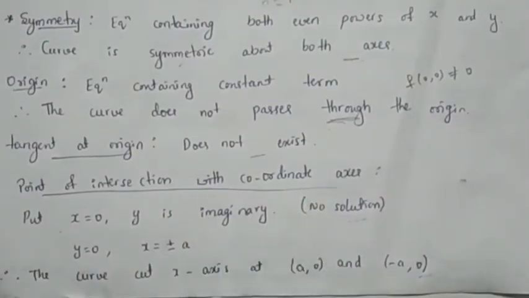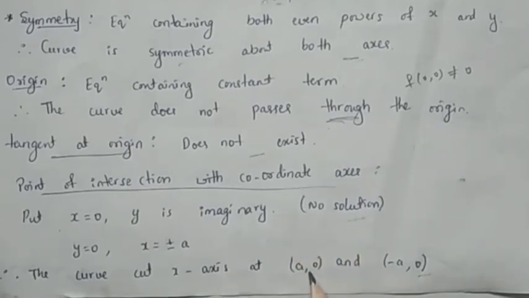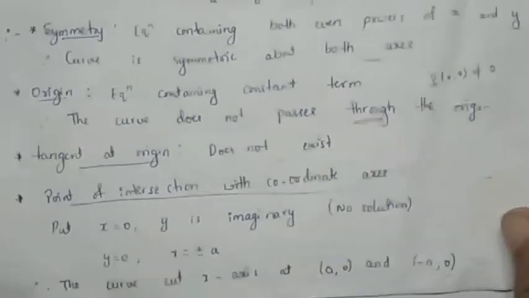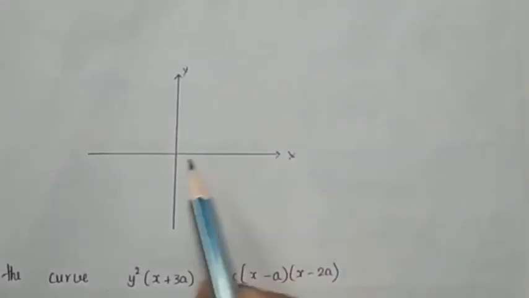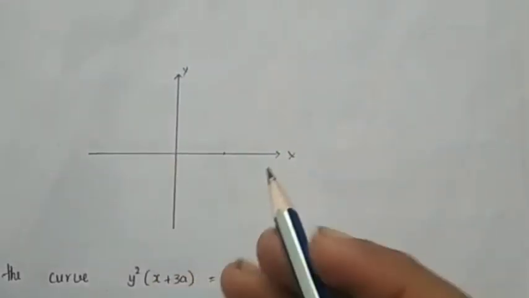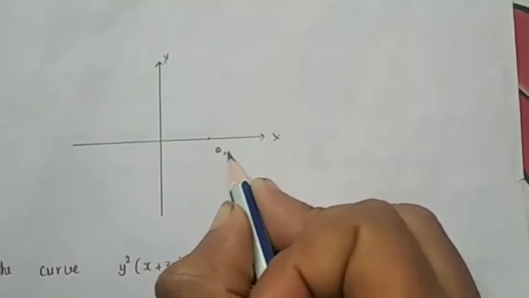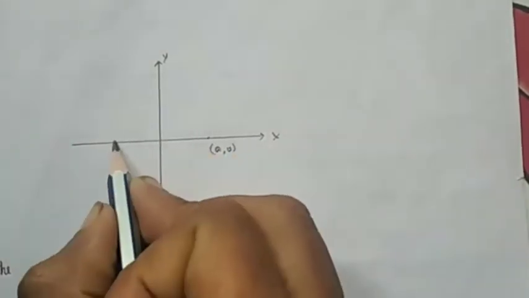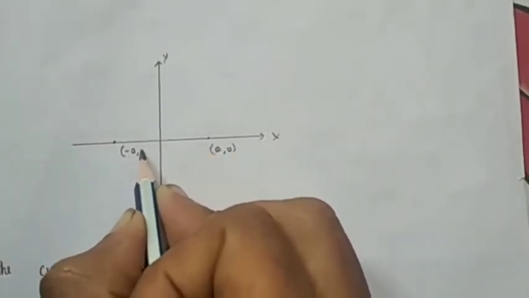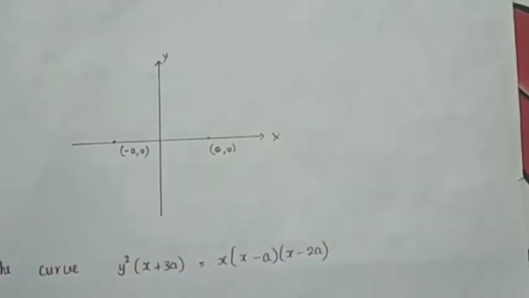Point of intersection with the coordinate axes. In this case, the curve cuts the axis at a comma 0 and minus a comma 0.